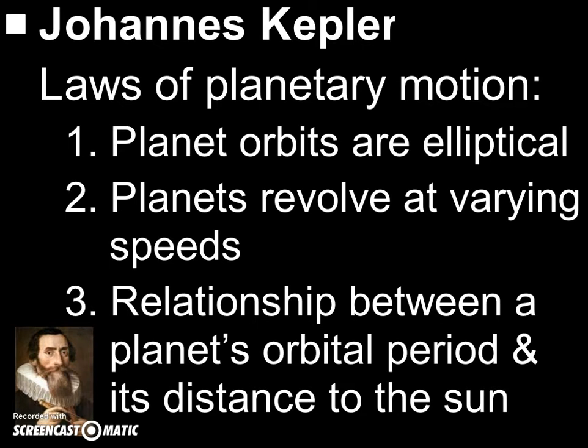He also stated that the planets revolve at varying speeds. So each planet revolves around the sun at its own speed. Earth could be moving faster than Mars. Okay, Mars could be moving faster than Jupiter, so on and so forth. He also established a relationship between a planet's orbital period and the distance it is to the sun. So how long it takes for it to make one complete circle around the sun, and how close or how far away it is from the sun.